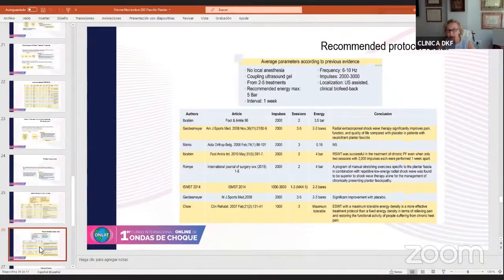Take care with the coupling gel. The treatments are two to five, and the recommended energy is about 5 bars, with an interval of 1 week, a frequency between 6 to 10 hertz, and between 2,000 and 3,000 impulses, and localization as well.